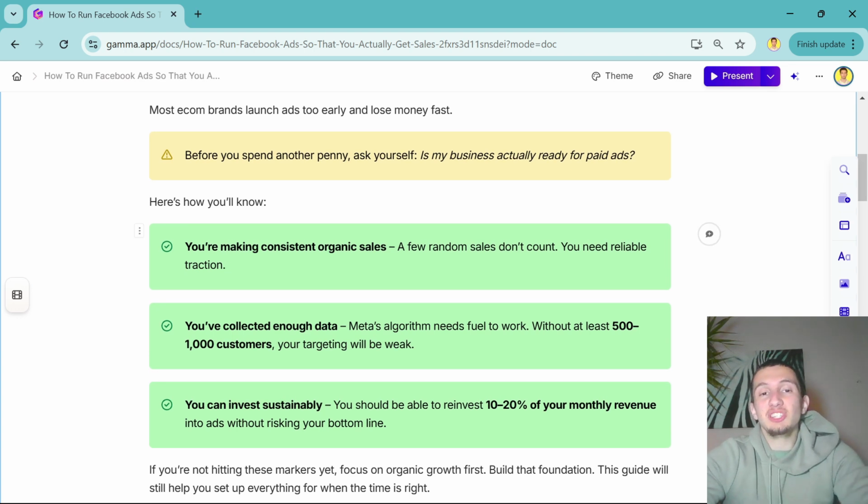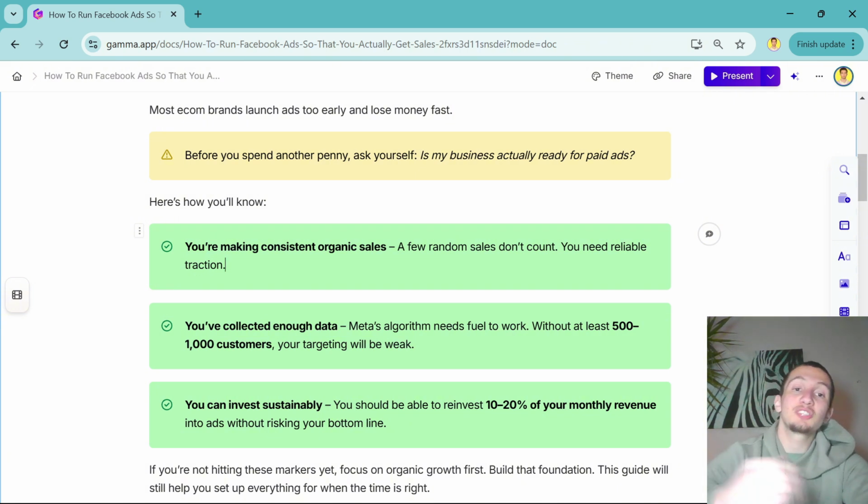So, if you're making consistent organic sales, a few random sales don't count. You need reliable traction, reliable monthly income. This is important. It has to be reliable. If it's not reliable, you're going to mess up the whole workflow. You're going to have a certain spend, and then you're going to be in the middle of testing something, and all of a sudden, your monthly recurring revenue drops by 75%. All of a sudden, you can't put the money into ads because you have people to pay, you have suppliers to pay, etc., etc. You're just not making the profit margin. So you need to be making consistent organic sales.